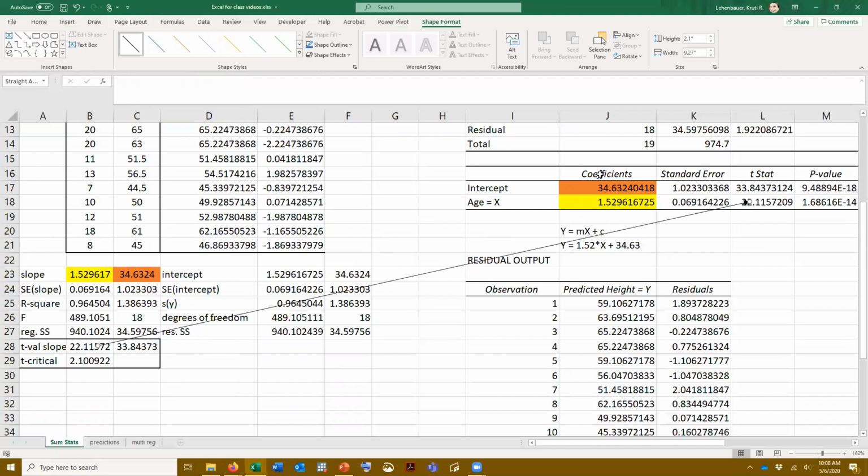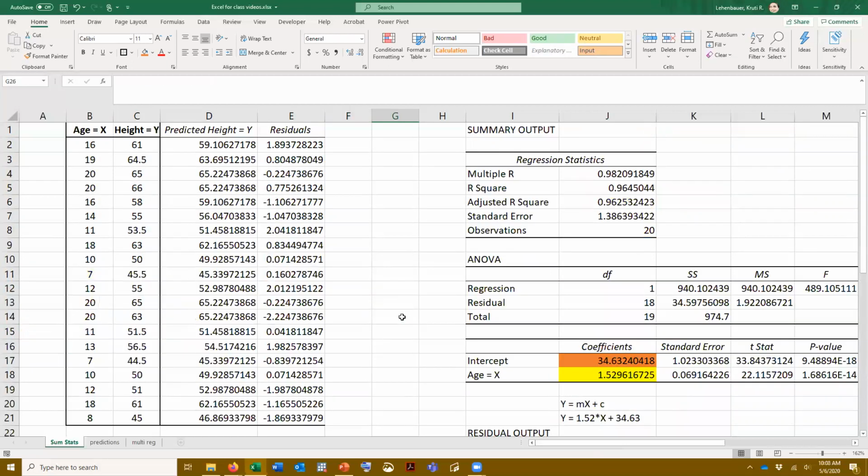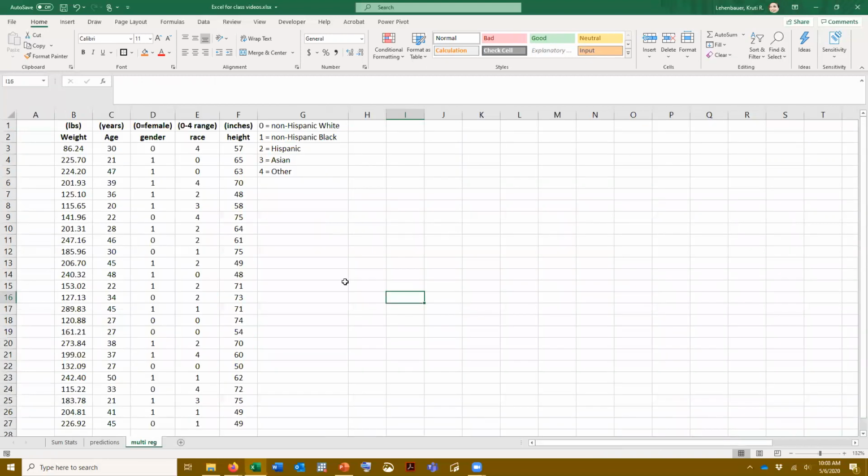So either you run the full regression, or you can use a linest function, as long as you know how to use it. If you don't know how to use it, or you're not sure what is what, always run the full regression, right? So that was bivariate regression and linest function for that. And now we'll go to the multiple regression.